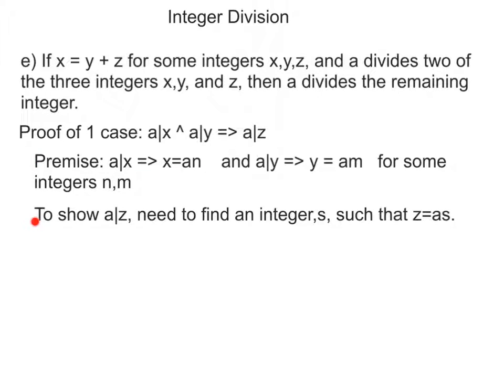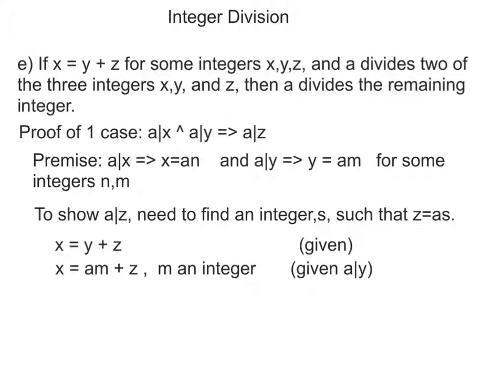And then I look to see what I need to prove. If I want to show that a divides z, I need to find an integer s such that z is equal to a times s. To help me find this s, I'm going to look and see what other information I can use, what other information I am given. So I'm given this line here, x is equal to y plus z. So I'm going to start my proof with my steps on the left and justification on the right.